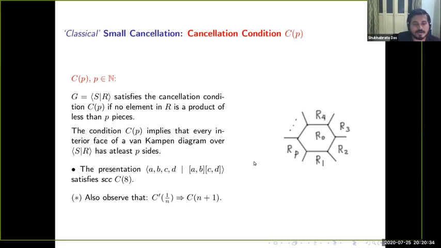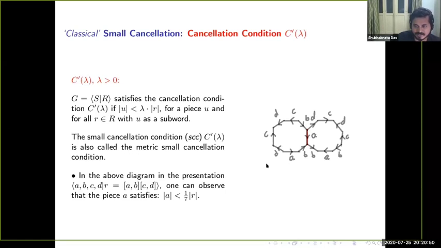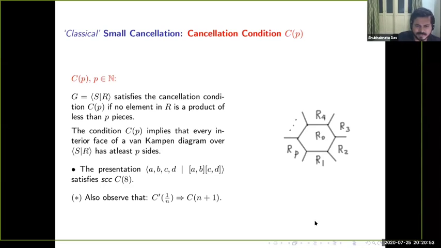The previous presentation, which was C prime 1 by 7, is here a C8 presentation, as we can see very clearly. The pieces are only the generating letters. And from the definition, we can easily observe that a C prime 1 by n condition would imply C of n plus 1.